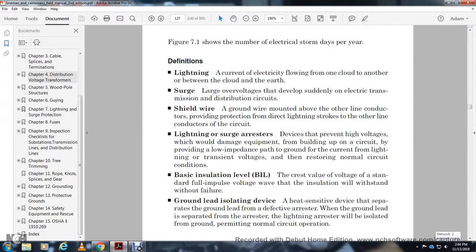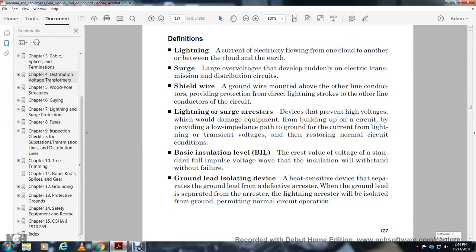The ground lead isolating device protects the highly sensitive device by separating the ground lead with the defect from the arrester. The lightning arrester will be isolated from the ground, permitting normal circuit operation.